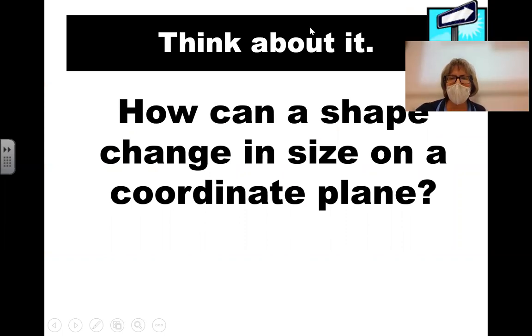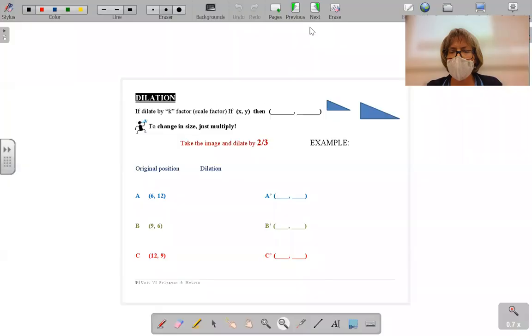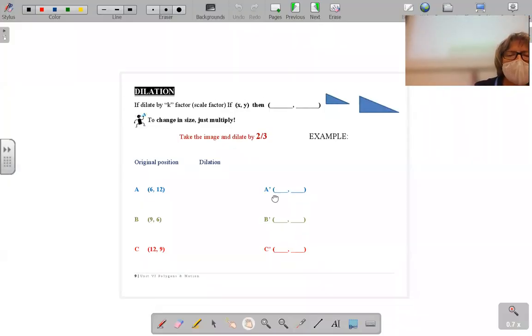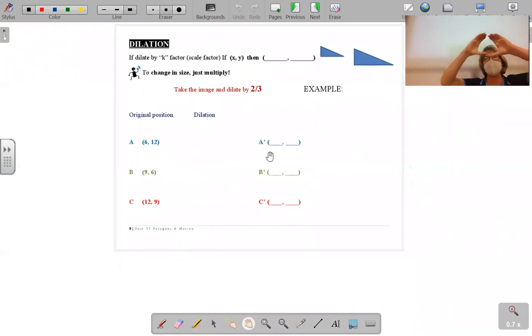All righty, get out your reference booklets, guys. So we're in your reference booklets, and we are doing dilation. Go like this with your hands. Repeat after me. Say, to change in size, just multiply. That's literally all we're doing. To change in size, just multiply.